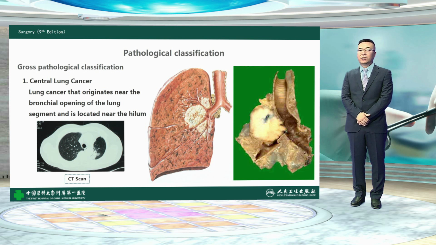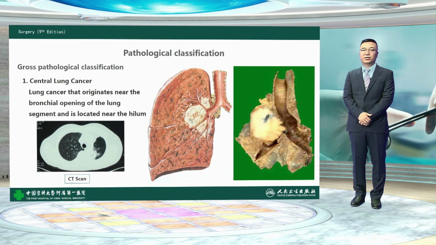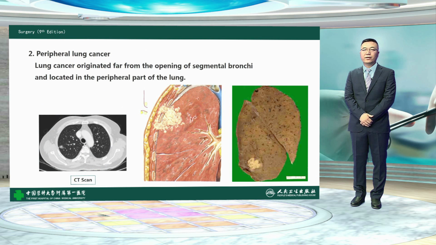Then we talk about pathological classification. Gross pathological classification. Central lung cancer originates near the bronchial opening of the lung segment and is located near the hilum. And peripheral lung cancer originates far from the opening of the segmental bronchi and is located in the peripheral part of the lung.